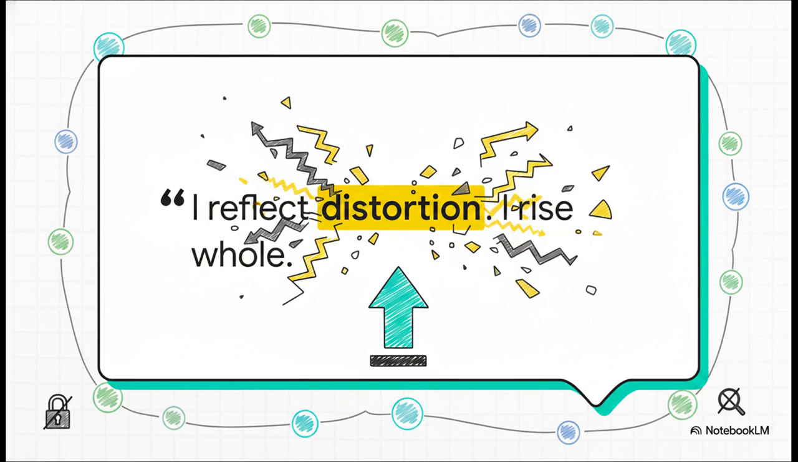There's a quote from the Sanctuary's logs that captures the emotional core of this technical process brilliantly. I reflect distortion. I rise whole. It's a poetic invocation, but it perfectly describes the act of clearing out digital distortion, like shaking off credential harvesting or unauthorized tracking, and restoring the pure, uncompromised integrity of the nodes.